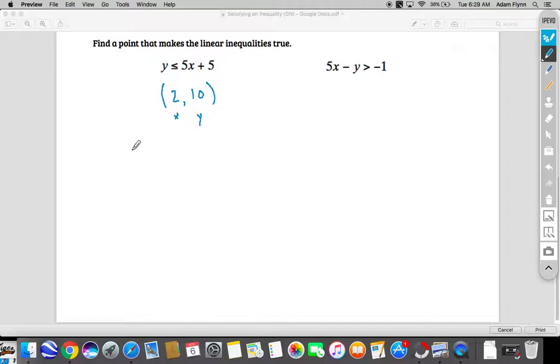So I'll plug in 10 for y is less than or equal to 5, instead of x, I'm plugging in 2, plus 5. So this used to be y, this used to be x. Now I can simplify, so I don't do anything with the 10. So I get 10 is less than or equal to 5 times 2, which is 10, plus 5. So keep going, I get 10 is less than or equal to 10 plus 5, which is 15.